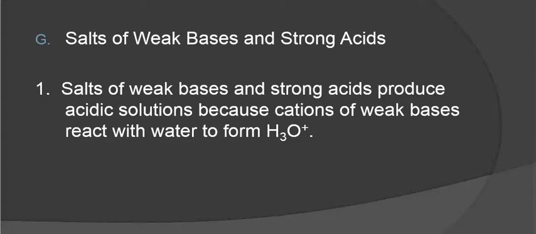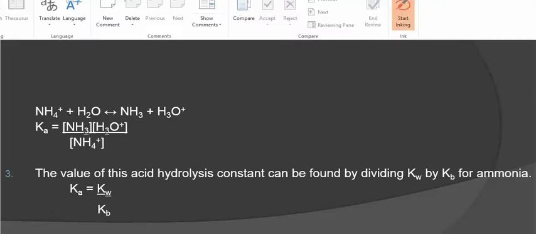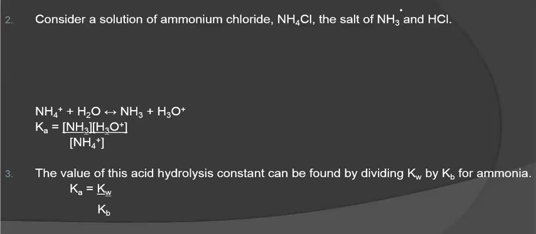Salts of weak bases and strong acids produce acidic solutions. Let's look at this salt, ammonium chloride. Ammonium chloride is produced when I react NH3 and water. So when I put ammonium chloride into water, it breaks apart into ions, NH4 plus and Cl minus.